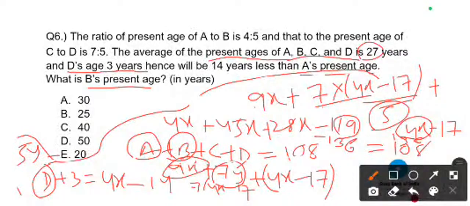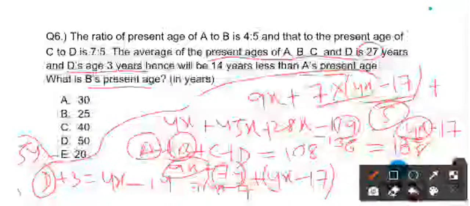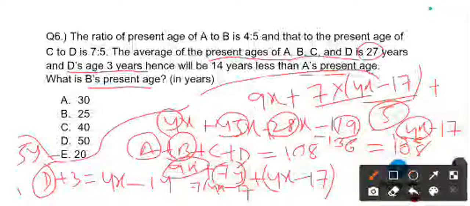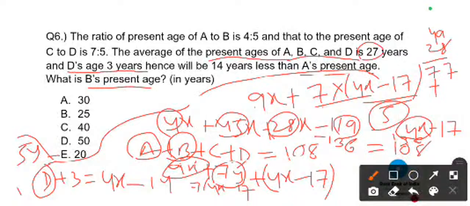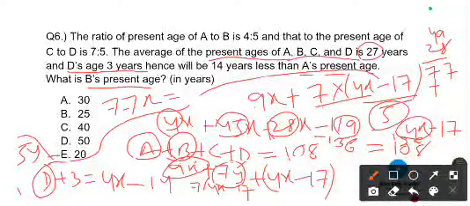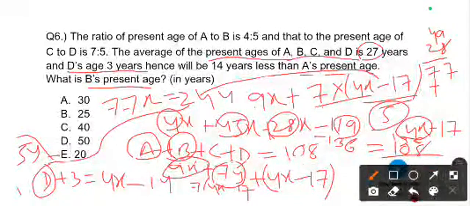Only Lalita says the answer. What happened to the remaining people? Please do comment the answer for this one. So we got 4 plus 45, it will be 49. 49 plus 28 will be 77. 77 parts of x, 77x equals 244. Does anyone get the same? I don't think so.